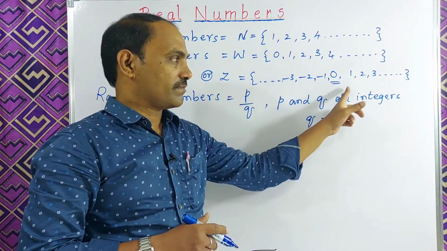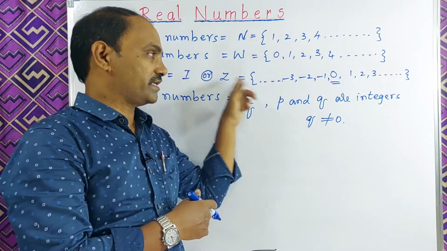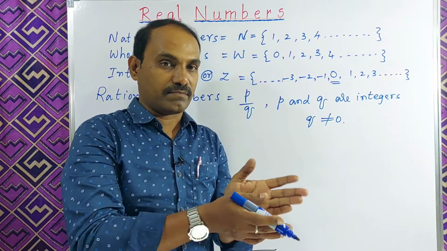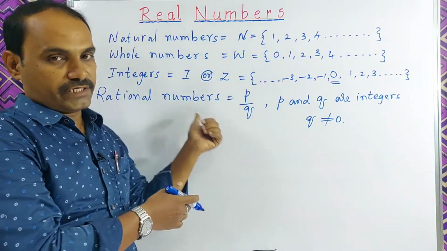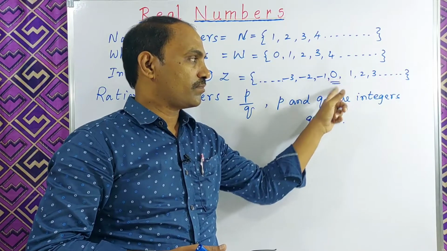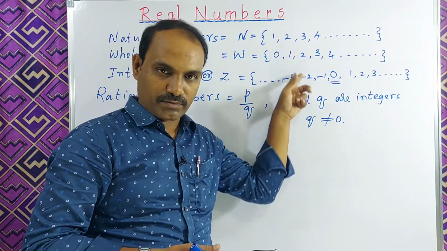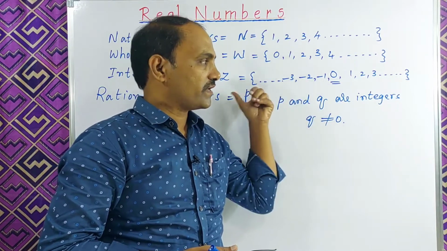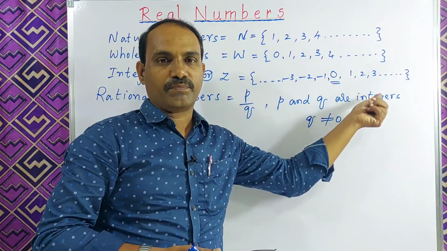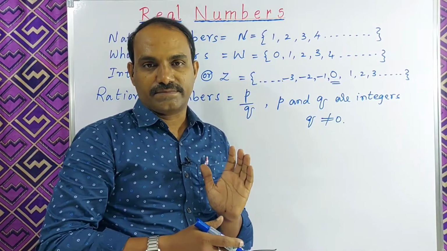For example, I already told that when we add fractions to the integers, that number set is called rational numbers. How can we write these numbers? 0 by 1, 1 by 1, 2 by 1, 3 by 1, -1 by 1, -2 by 1, -3 by 1. That's why we can write all these in p by q form. That's why these are also fractions.